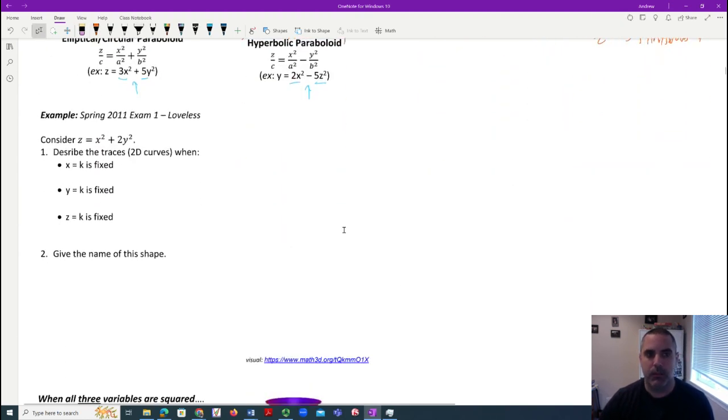Okay, quick example. If you're looking at this one, and you fix x, I'm going to show a quick visual of this. At any point you can pause and think about it, but I'm trying to do the quick version here. You replace x, you're going to get a parabola.